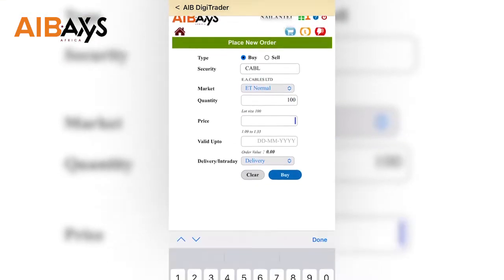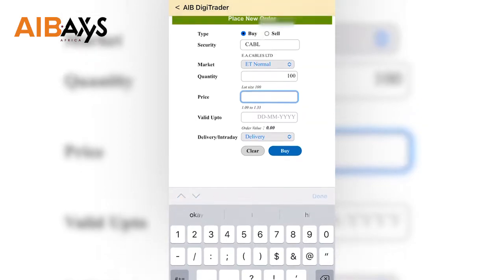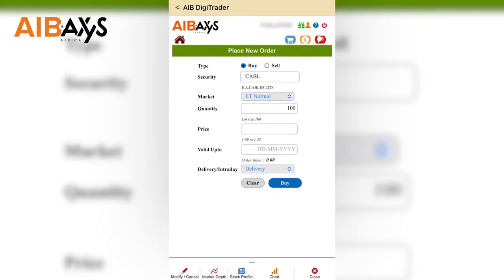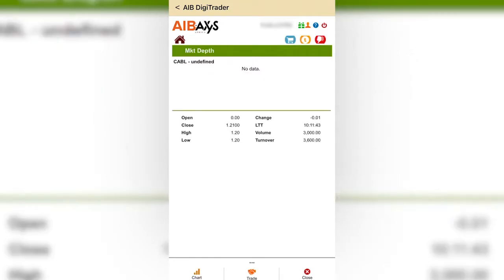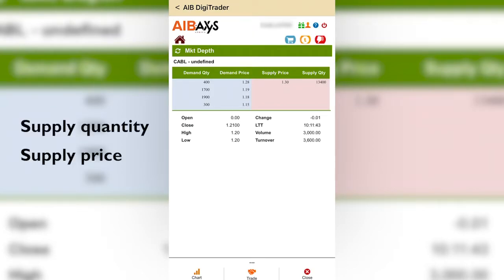At this point, it'll give you a price range, the current prices in the market at that point in time. This range right now is between 1 shilling and 9 cents and 1 shilling and 33 cents for these particular shares. In order to get more insights on supply, demand, and price availability, you can click on market depth at the bottom of the screen. At the bottom of the screen, you can see modify or cancel, market depth, stock profile, chart, and close. Click on market depth. These are important insights for any trade, but especially for an intraday trade as you want quick execution. This will show you the supply of those shares and at what supply price.